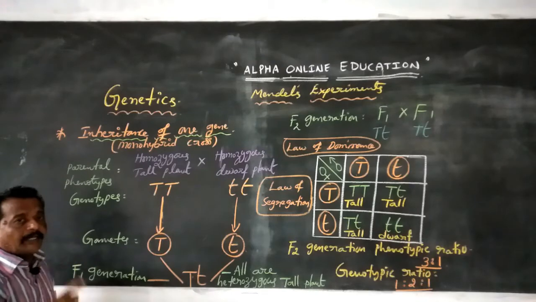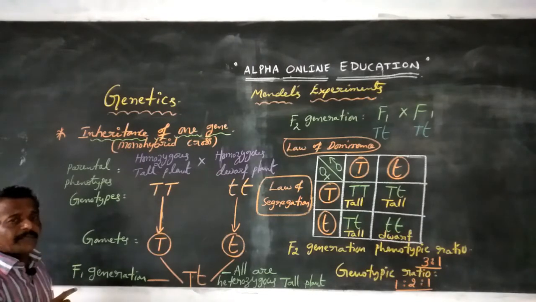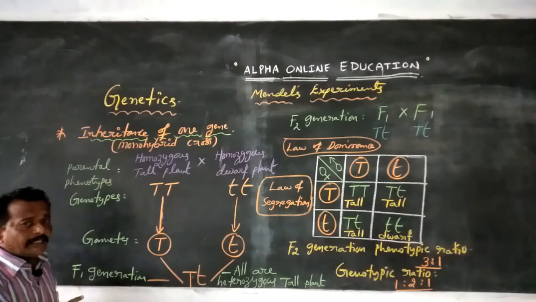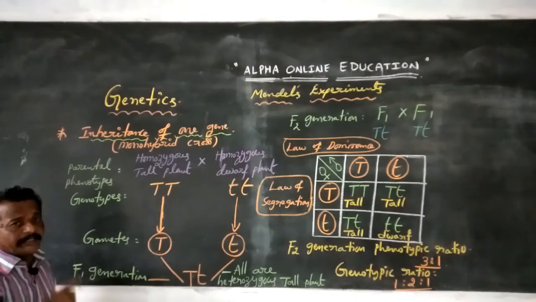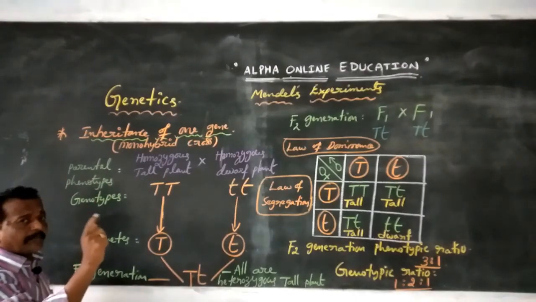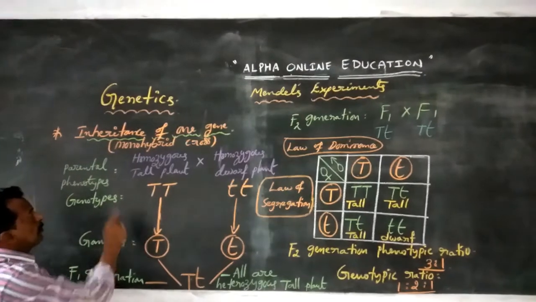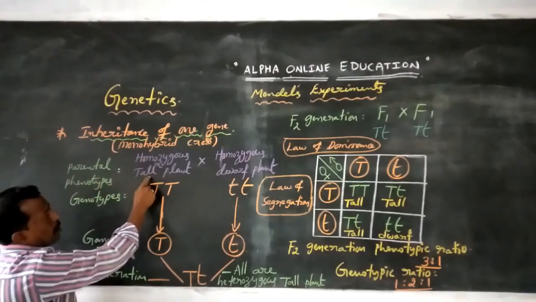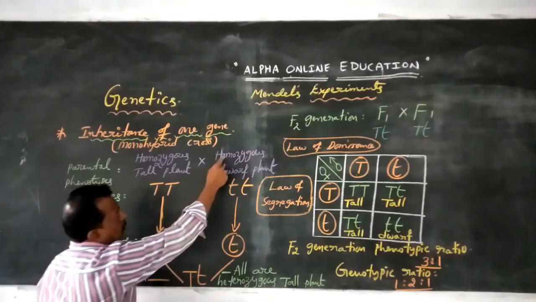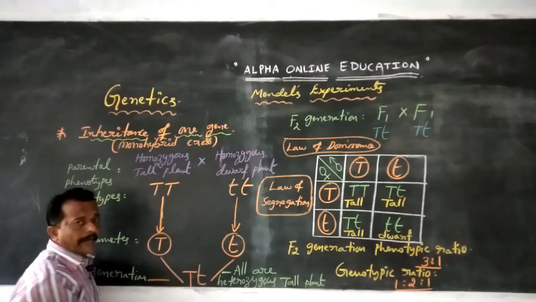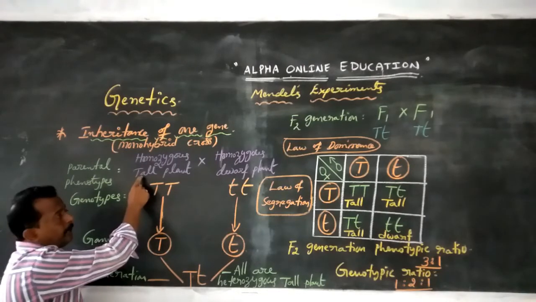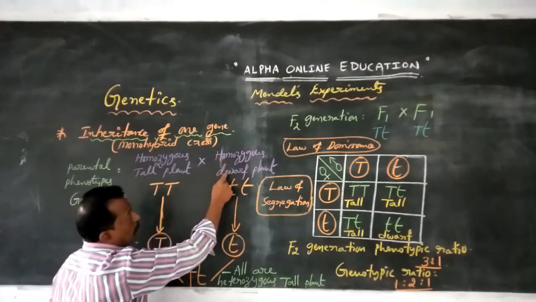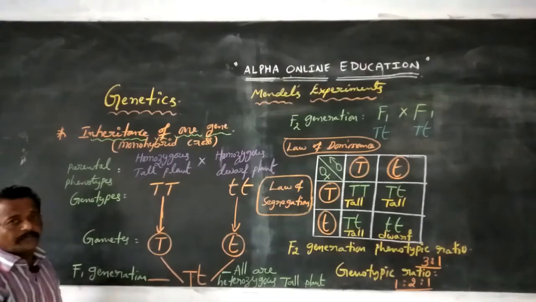Gregor Johann Mendel took a first contrasting trait, such as stem height. One is a homozygous tall plant, another is a homozygous dwarf plant. The homozygous tall plant is dominant. The homozygous dwarf plant is recessive.